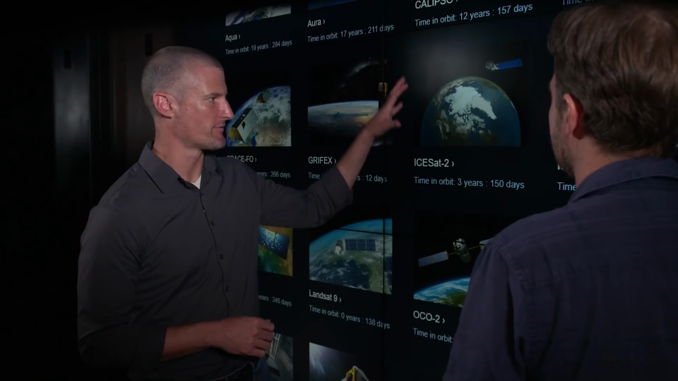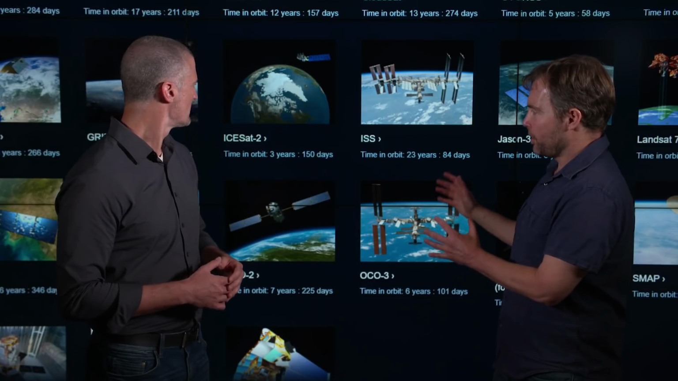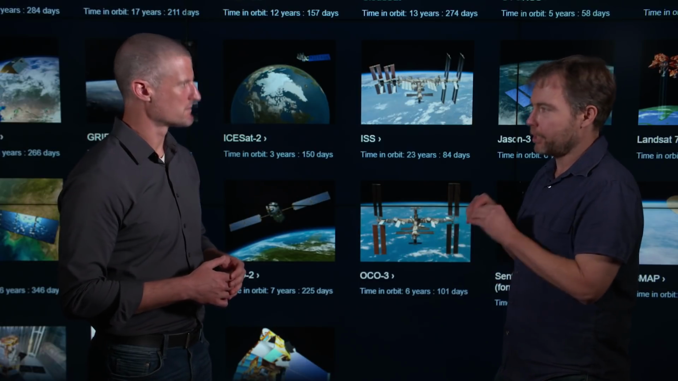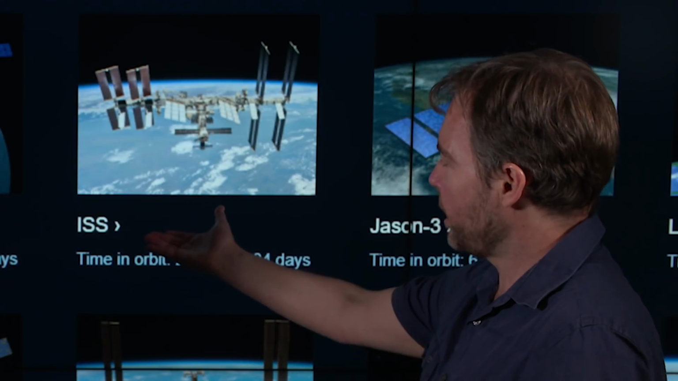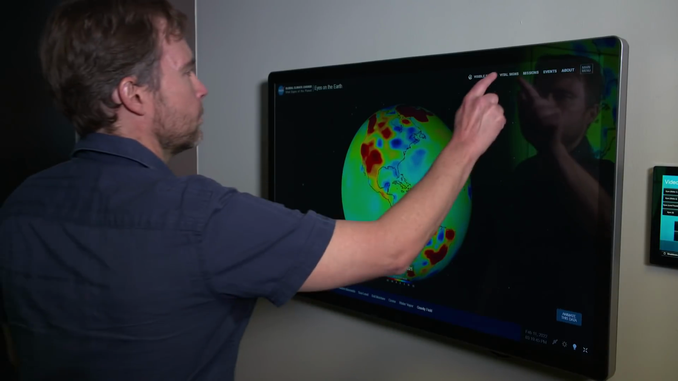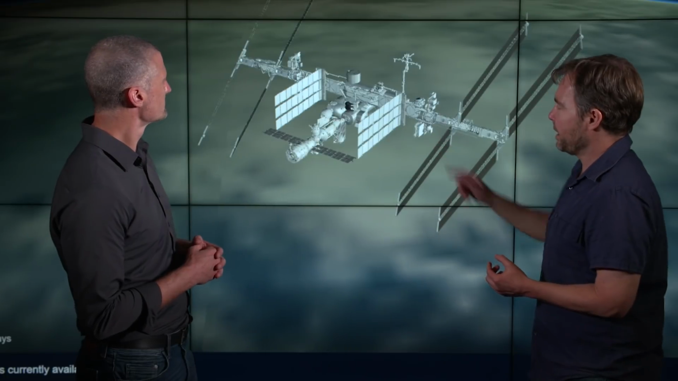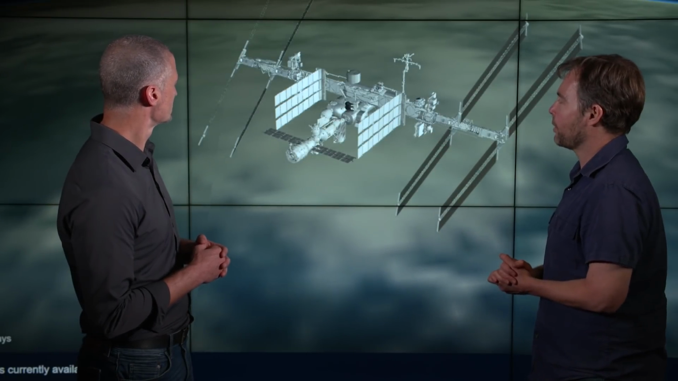So this is a list of missions that we can click on. Sure. When you click on one of these missions, you'll see where it is this very second, real time. And let's try one. Everybody likes the International Space Station, so let me just select that. It'll load it up in its current position, and in you go. So here is the space station in its current position around Earth.